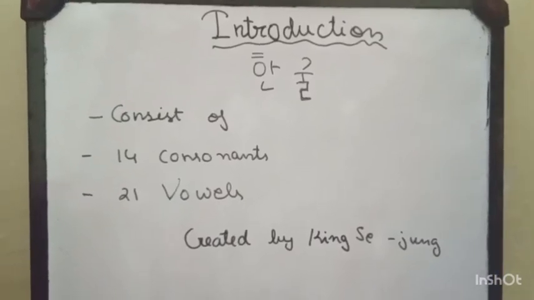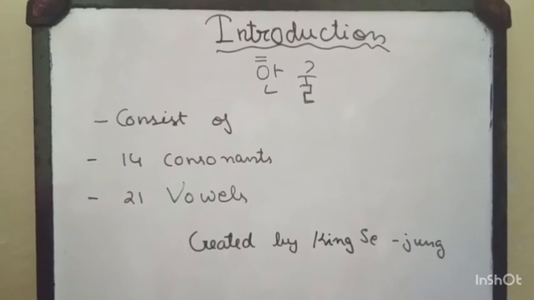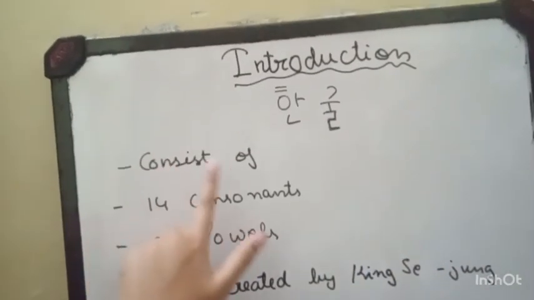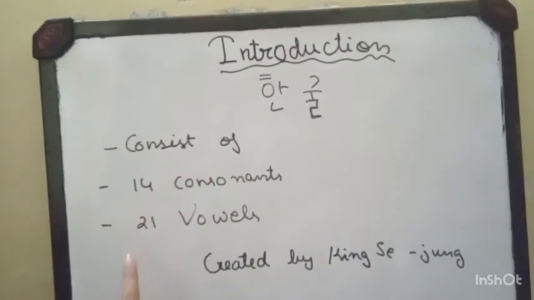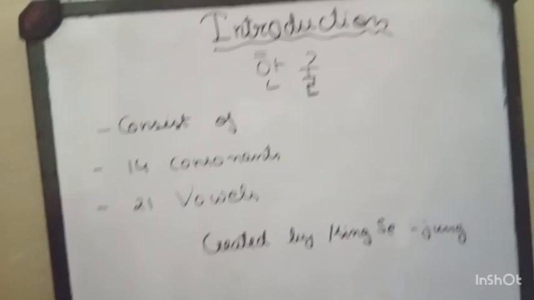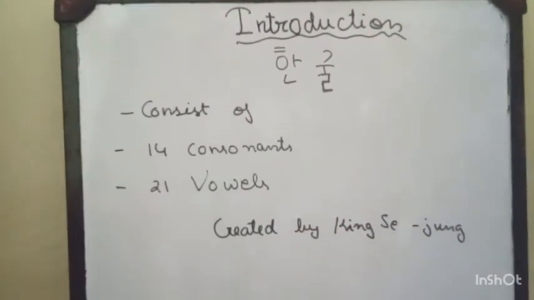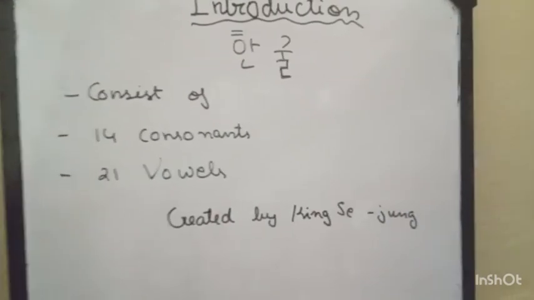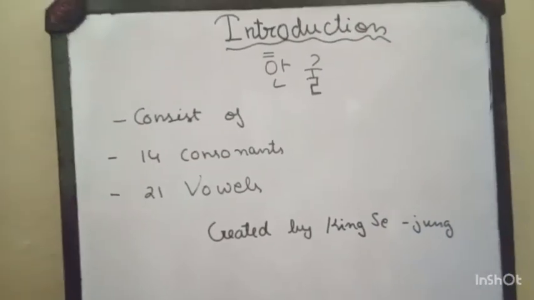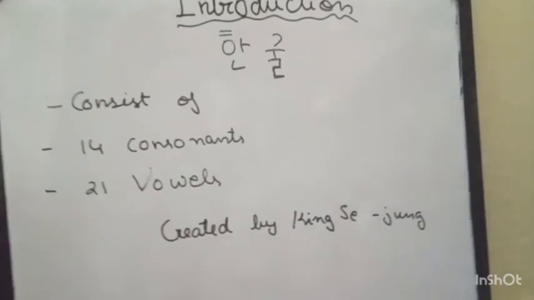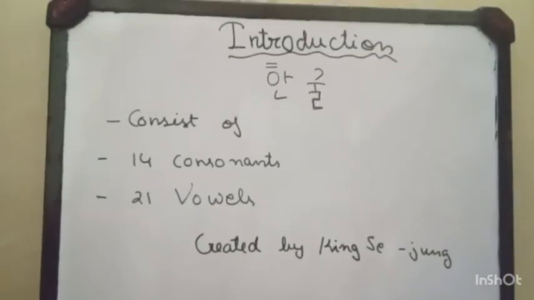Before learning the actual letters, why not let us get a bit of an introduction to the Hangul Korean alphabet. Hangul consists of 14 consonants and 21 vowels. It was created by King Sejong. So, this is a bit of an introduction, and in today's video we will learn the 14 consonants and 21 vowels. The 21 vowels would be a bit hard to learn, but consonants are pretty easy. We will also learn this by a simple trick. So, let's actually start now.